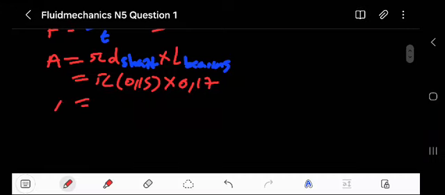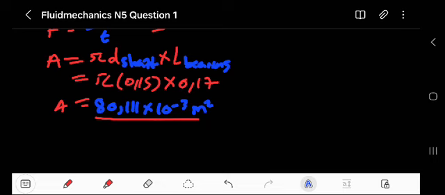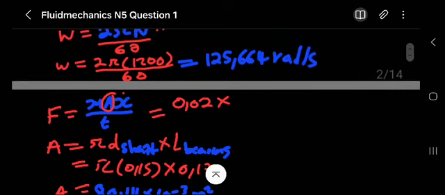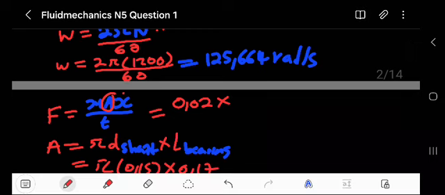Then the area will be 80.111 times 10 to the power minus 3. This is meter squared. Good, we have the area, whereby our area there is 80.111 times 10 to the power minus 6.